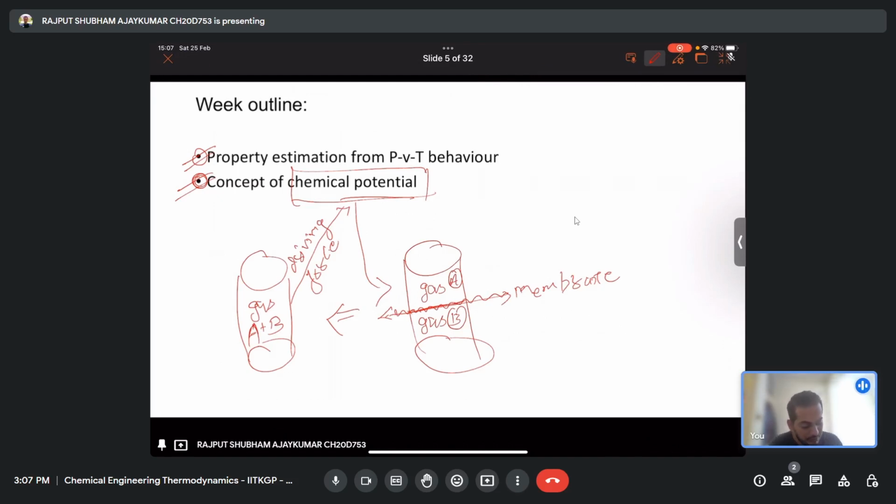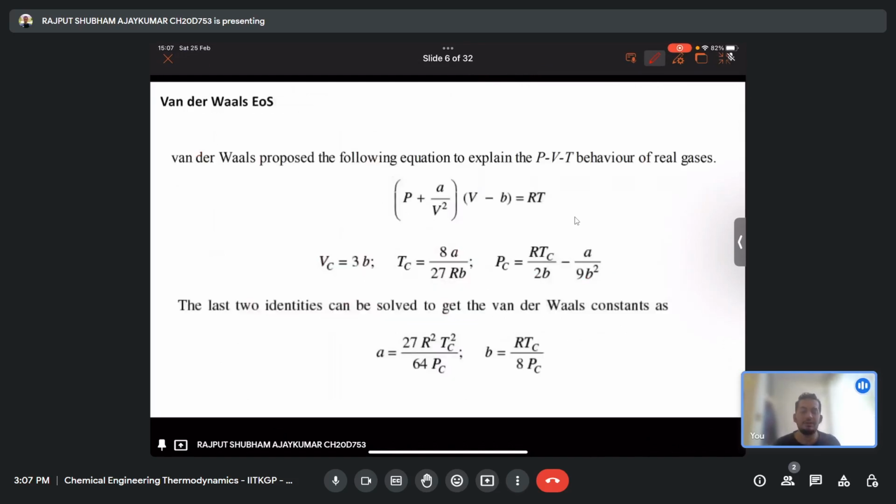So we will quickly begin with some of the non-ideal equations of state. The first one that I mentioned up here is known as the van der Waals equation of state. The ideal gas equation of state is given by PV equals nRT, where P is the pressure, V is the volume, n is the number of moles of the ideal gas, R is the universal gas constant, and T is the temperature in Kelvin.